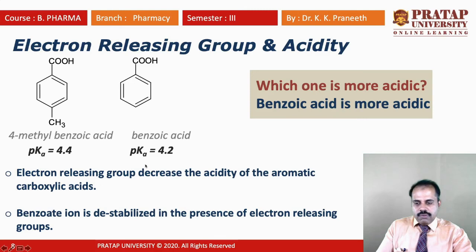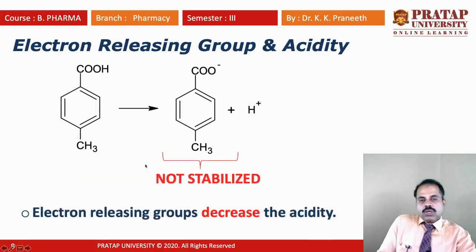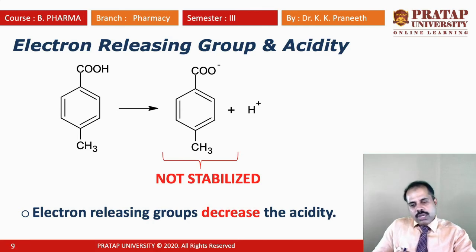We can also find this from the pKa value. Let's see why this is not stabilized. So this is the reaction again: methyl benzoic acid dissociates to give the methyl benzoate plus H plus, right? I already told you that the electron releasing group decreases the acidity because this is not stabilized. Because this is not stabilized, this H plus ion will come back and bind here. If this is stabilized, then the H plus ion has no need to come back. If this is not stabilized, the H plus ion can come back. Why is it not stabilized?